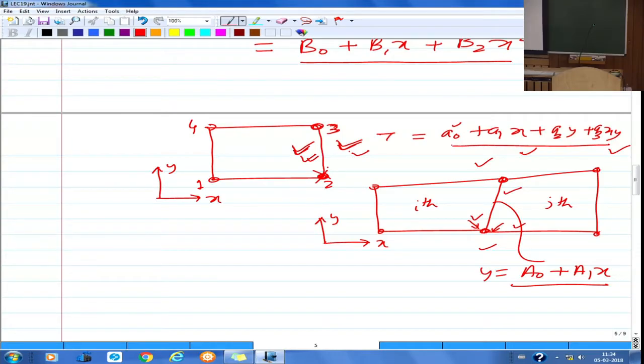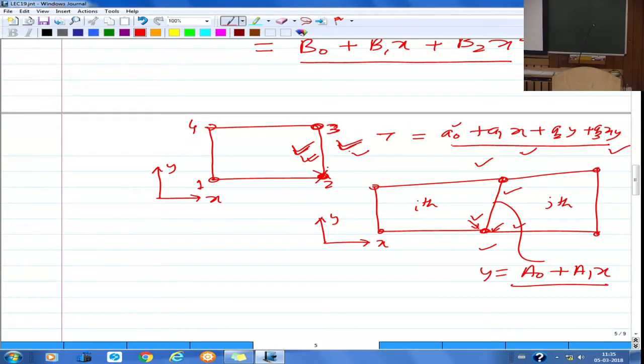at this point, whether it is this point belonging to the ith element or jth element, T is the same. So I have the same T value here from both the elements. But in between it's a quadratic variation. If it is a quadratic variation, then it can have a different variation from this element and a different variation from this element, because now quadratic means 3 constants.